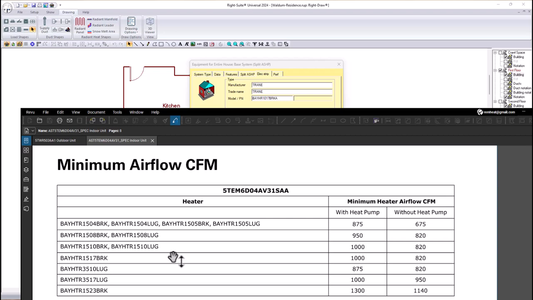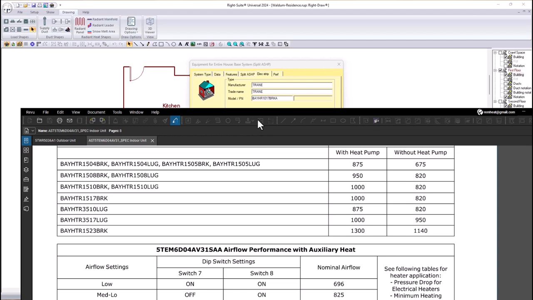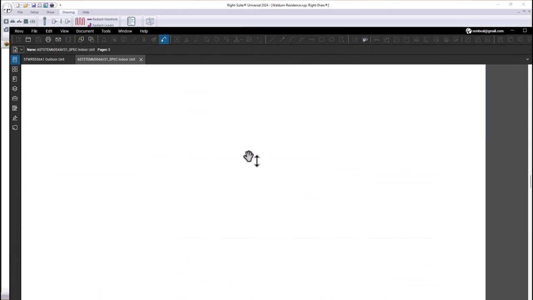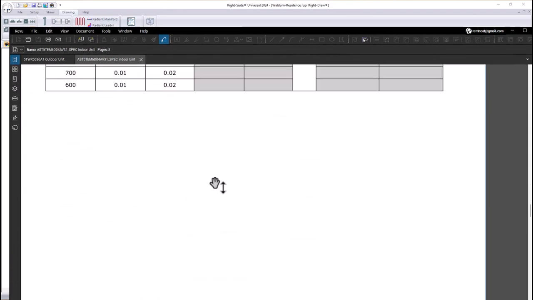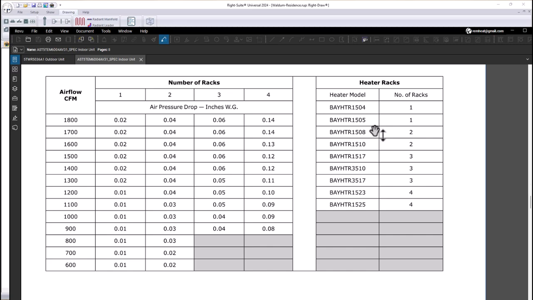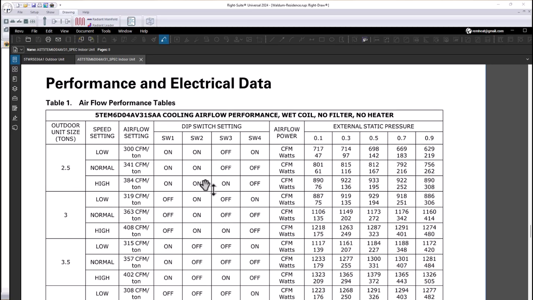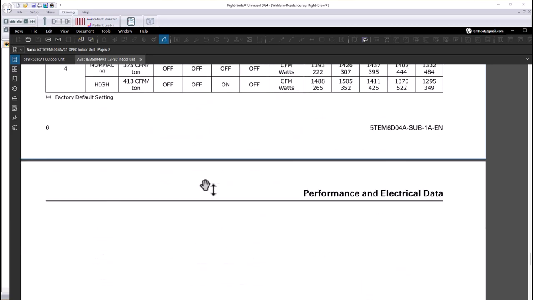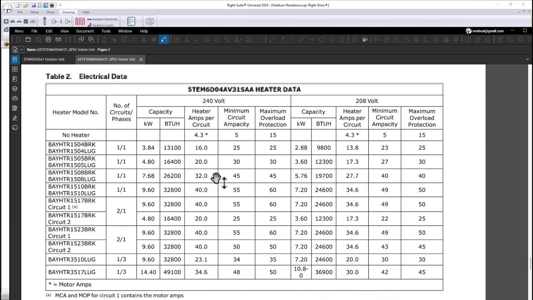1517? Let's go check here, 1517. This is 3 racks. Okay, let's go check here. There you go. You have the kilowatts in here.